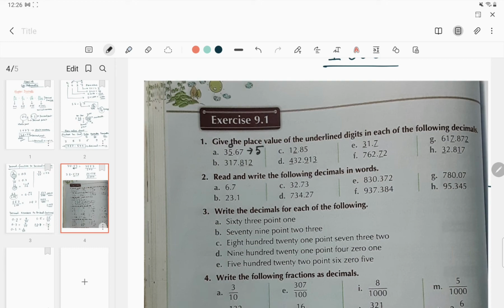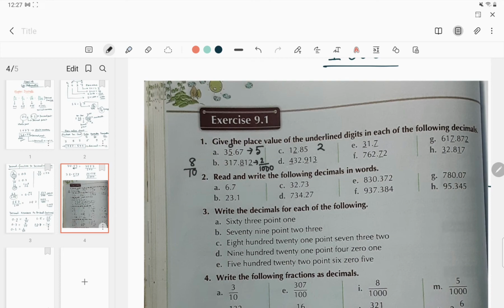For question number B, what is the place value of the underlined digits? Because the underline is after the decimal point, this 8 is 8 by 10. Okay, this 8 is 8 by 10, and this 2 is 2 by 1000. The place value of 2 is 2 by 1000. For question number C, because 2 is to the left of the decimal point, it is only 2. This is the ones place.